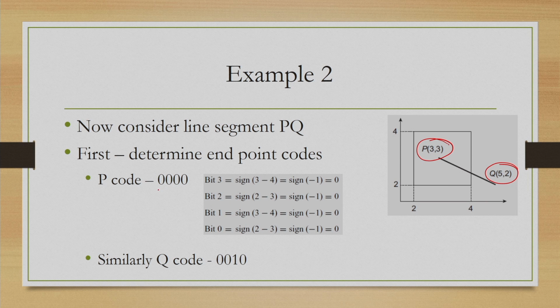The P code will turn out to be 0000, as you can see here. For bit 3, sign of a negative quantity 0, again bit 2 negative quantity 0, bit 1 negative quantity 0 and bit 0 sign of a negative quantity again 0. Similarly, we can determine the region code of Q, which turns out to be 0010. You can try yourself.